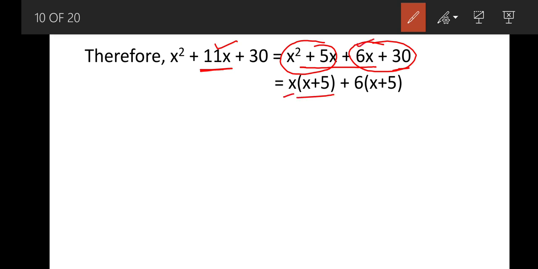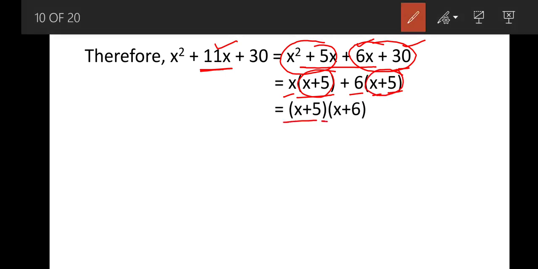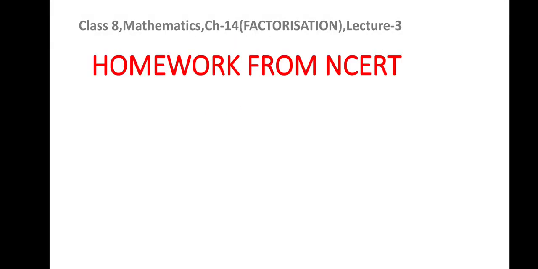Now, what is the common factor of 6x and 30? It is 6. x plus 5 is written inside the bracket. Now, you can see x plus 5 is present over here also, here also. So, it will be written one time outside. So, it will be x plus 5 into x plus 6. So, the factors of this expression are x plus 5 and x plus 6.